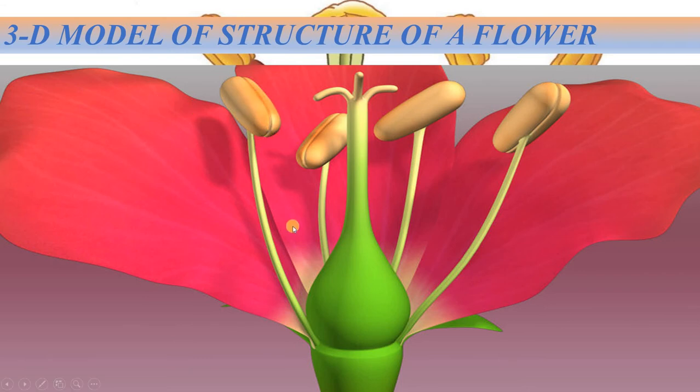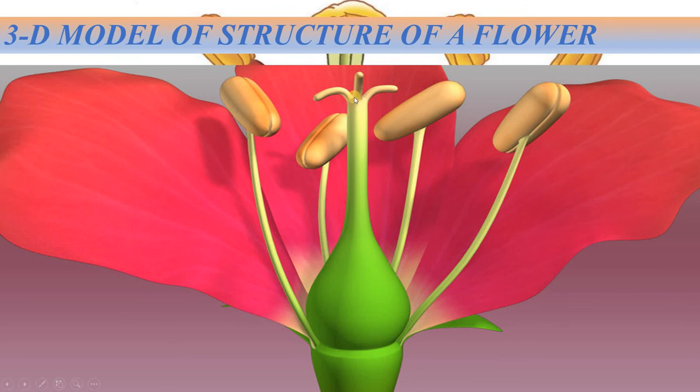Now if I consider this stamen, this part is known as anther. The topmost part is known as anther. And this stalk-like structure is known as filament. Inside the anther, the yellow dust-like substance present is called pollen grain. That pollen grain is the male reproductive cell.